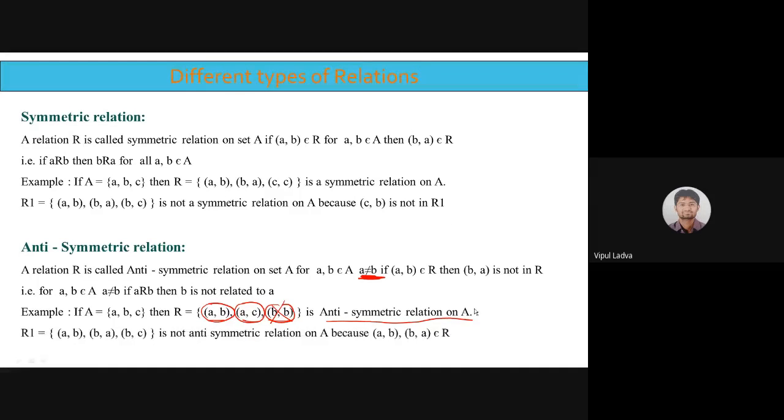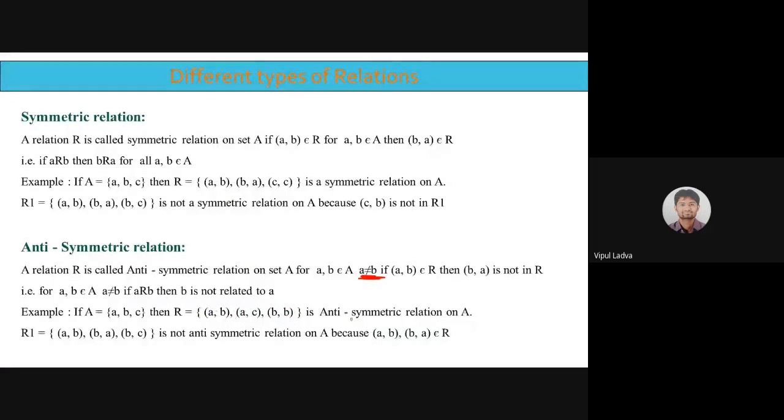Let me give you one more. Think about R1. Let me erase this. Think about R1. On the set A, if my set A is having three elements A, B, and C, observe this. A comma B is there, but its reverse pair, that is B comma A, is also there. The matter ends right here. This relation is not anti-symmetric.